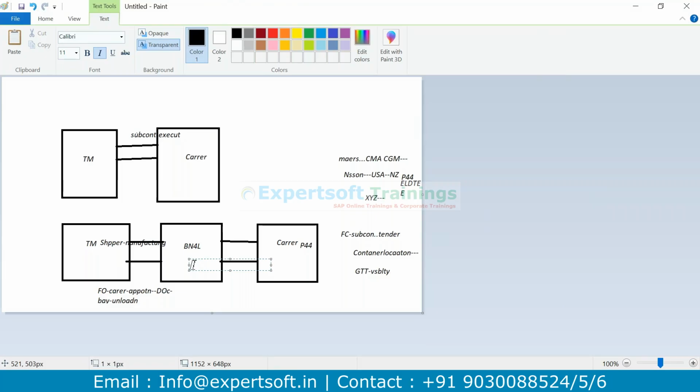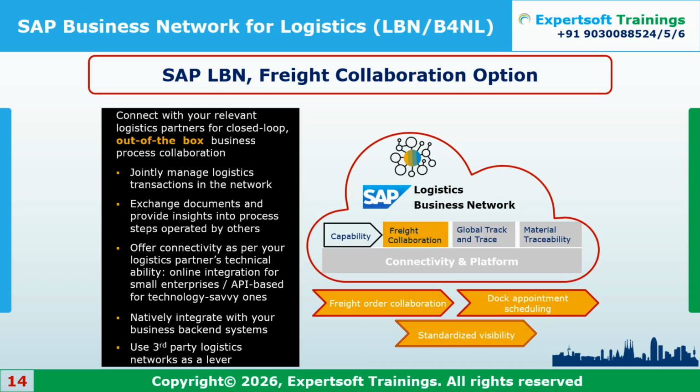Let's say, for example, his dock is completely engaged from morning 9 to 11 a.m. and 11 to 12 p.m. If any carrier has booked that time, he will reject. Then the next slots are visible and the carrier can book that appointment. All this functionality is controlled by dock appointment scheduling. So in BN4L I will be discussing both subcontracting and tendering and dock appointment scheduling also.